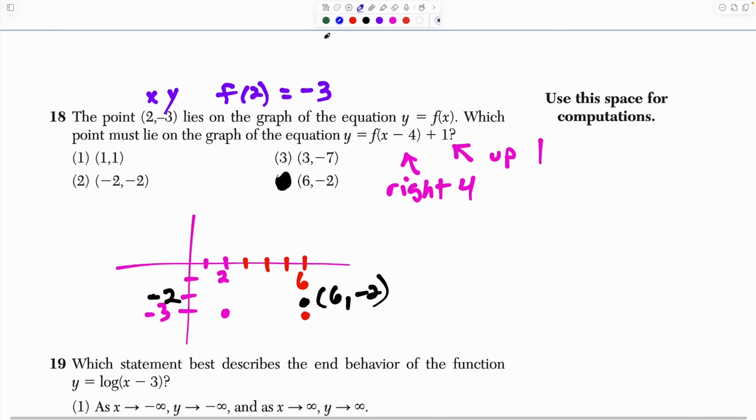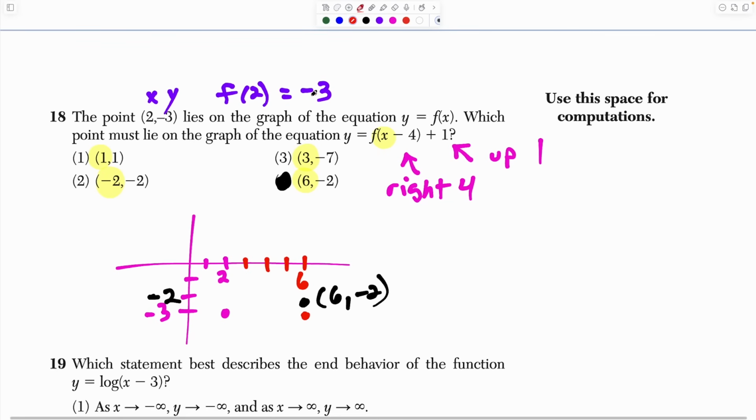But let's say you wanted to think of this in terms of the function notation, f of 2 equals negative 3. Then what you could do is scan through the answer choices, plugging in the x values. I'm looking at the x values. We have 1, negative 2, 3, and 6. And you plug them in for x over here and see what's going to happen.